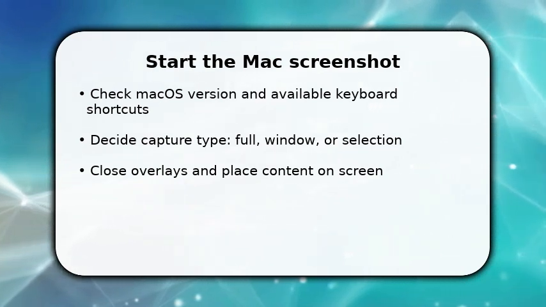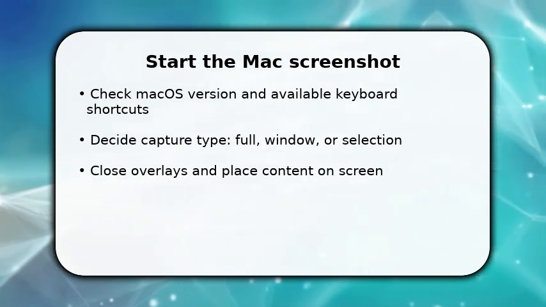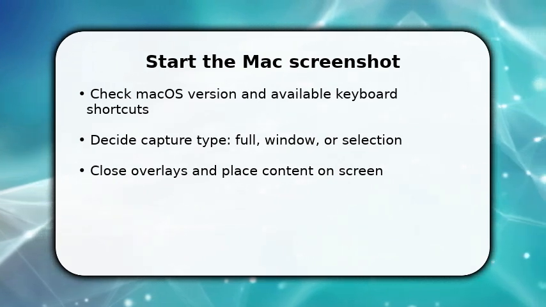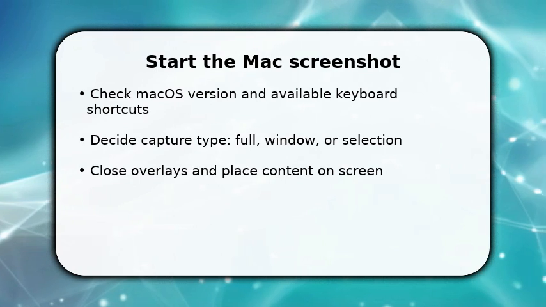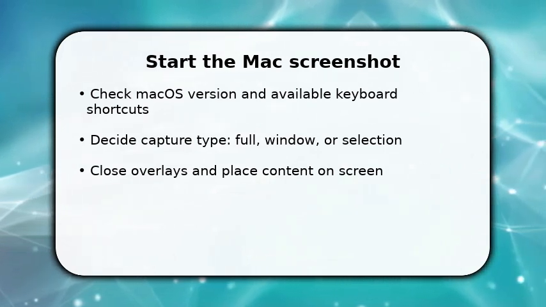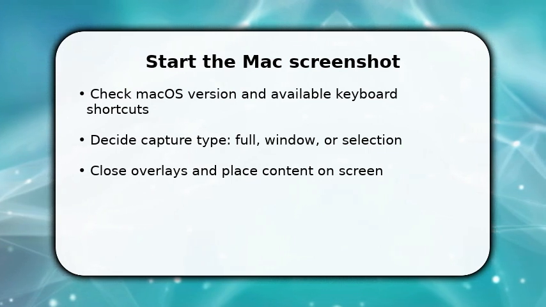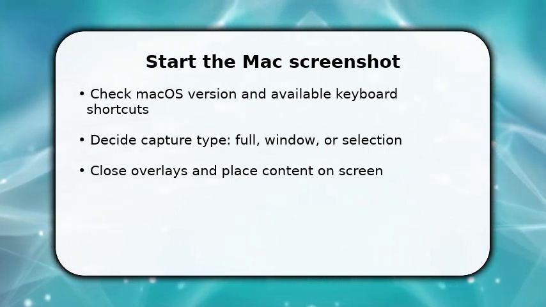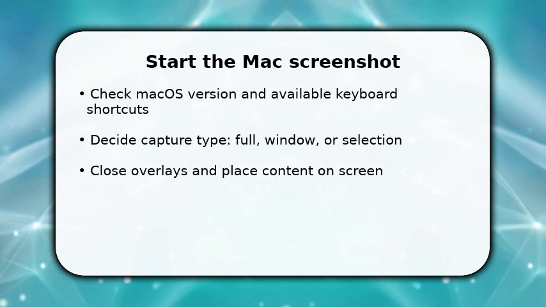Once done, make sure the window you want is visible and active. Hide notifications and menus that might interfere. If you need a single window, press Command-Shift-4, then space to target it. This first step gets you into the capture flow quickly, so you can take a precise screenshot.